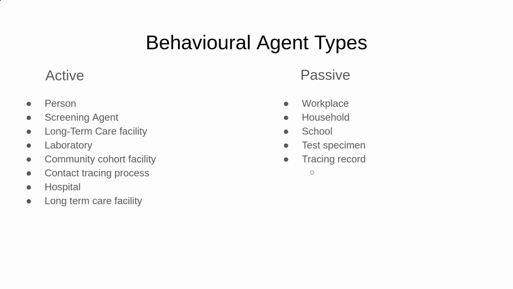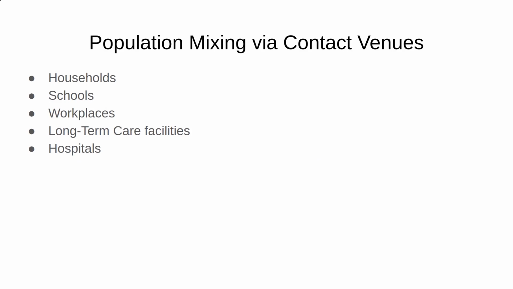It further involves a set of more passive agents that still play an important role in the household, such as for mediating transmission, such as representing workplaces, which may be closed or open, according to social distancing guidelines, households, schools. We also represent, for more technical reasons, test specimens and tracing records. So individuals within this model mix within households, schools, workplaces, and long-term care facilities, and also in hospitals. Individuals can become infected in any of those, including through nosocomial infection in hospitals and long-term care facilities. So there can be spread of infection, for example, to healthcare workers, or spread of infection to residents from a healthcare worker in a long-term care facility.